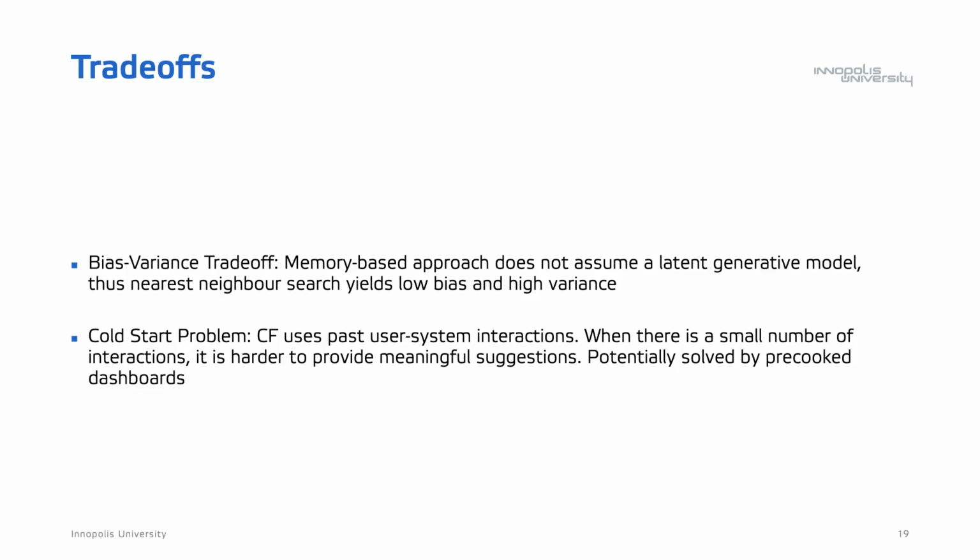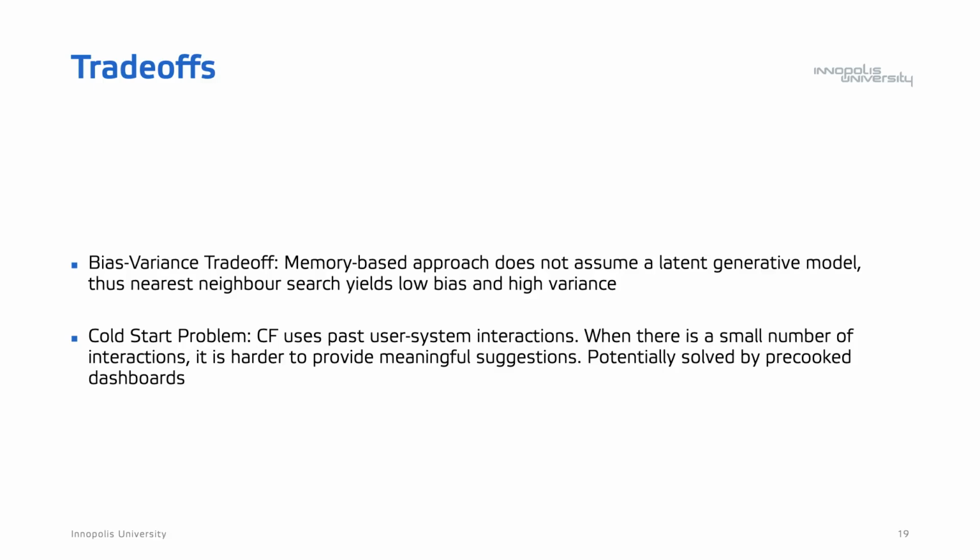The first one is the bias-variance trade-off, which is widely popular. Memory-based approaches, of course, do not assume a latent generative model, and therefore this nearest neighbor search has low bias and high variance, in contrast to the model-based approaches that have low variance and high bias.